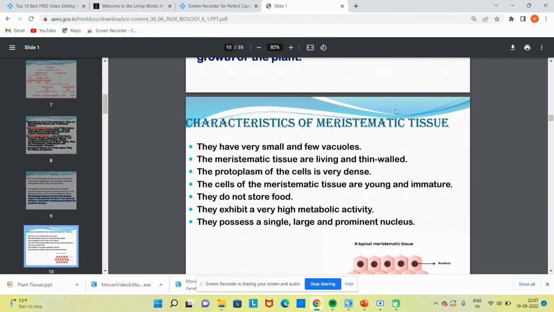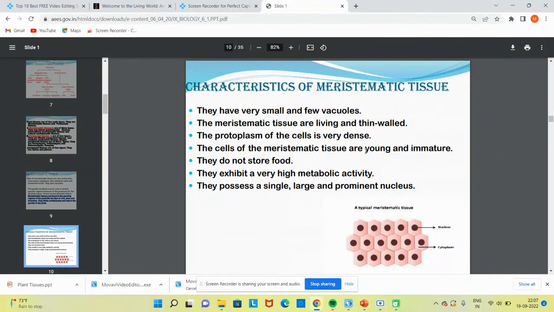The characteristics of the meristematic tissues are: they have very small and few vacuoles, and they are living and thin walled. The protoplasm of the cells is very dense, so a large amount of protoplasm is present. The cells are young and immature, and they do not store food materials. They exhibit very high metabolic activity, and they possess a single large and prominent nucleus. So these are the characteristics of the meristematic tissues.